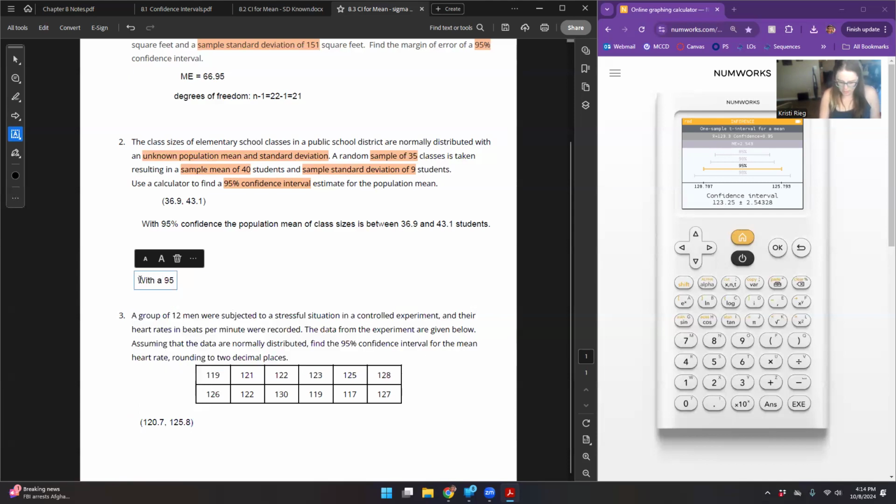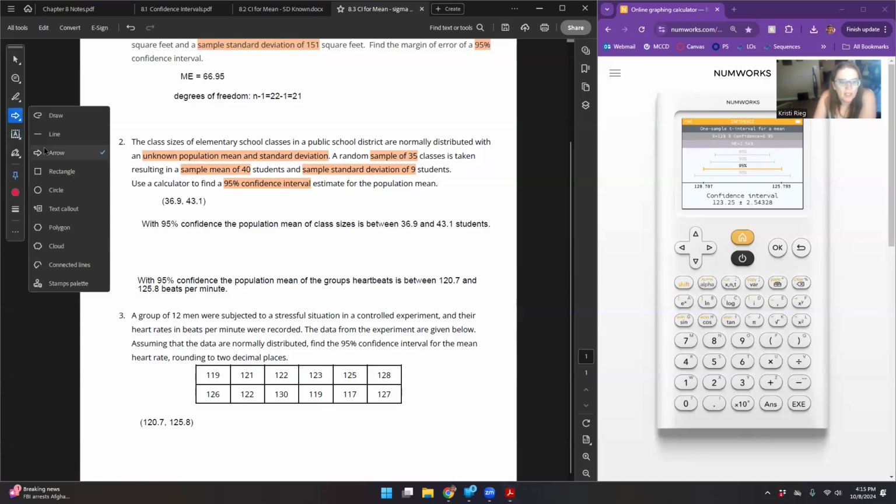With 95% confidence, I'll just start using this. The population mean of heartbeats. Now, what does our mean? No, it's the population mean of the men's heartbeats, I guess. The group's heartbeat. It just needs to make sense in English, as long as it makes a whole sentence sound good. Is between 120.7 and 125.8 beats per minute, because this is in the table, our heart rates in beats per minute were recorded. So that's what this is, beats per minute.